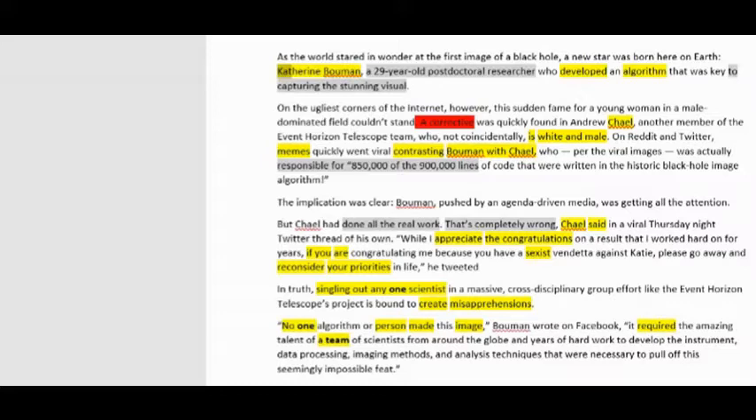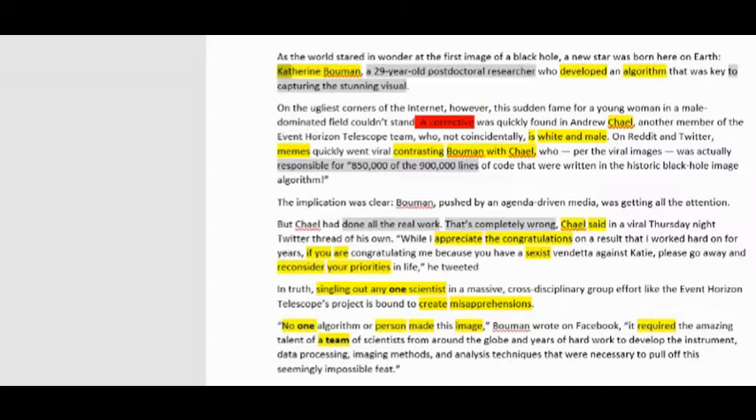Kale said, appreciate the congratulations. If you are sexist, reconsider your priorities. Singling out any one scientist create misapprehensions. No one person made image or this image. It required a team. So we can understand pretty well the story now just reading these highlights.